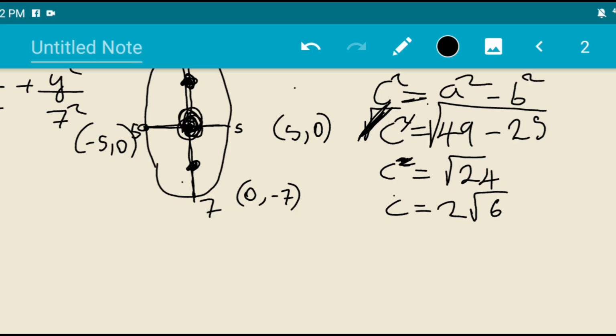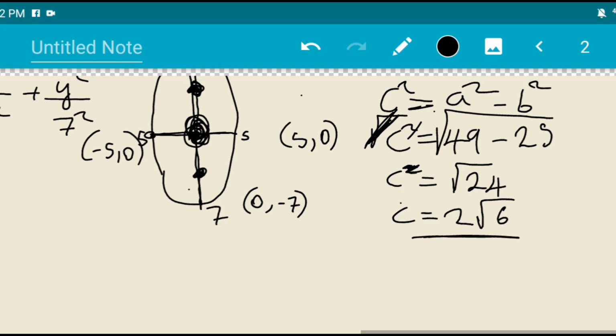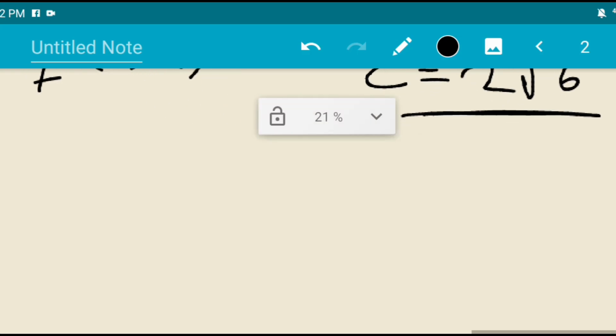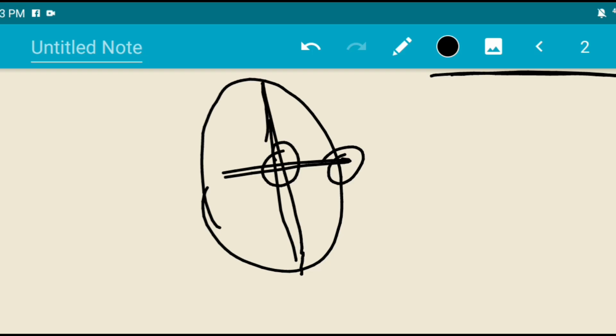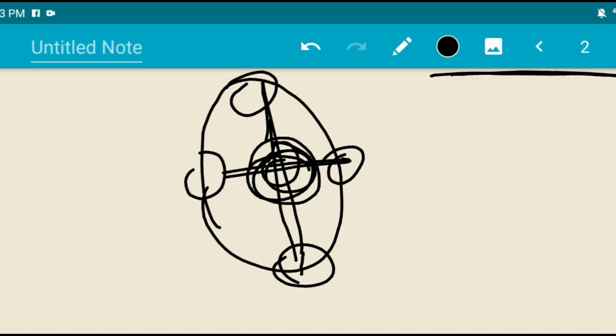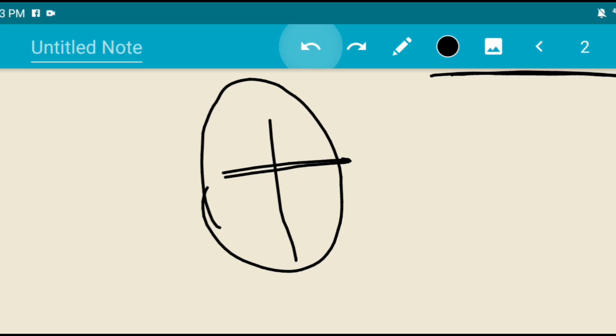We're told to find the vertices and foci of the ellipse, so that's all that we're looking for. This focus is positive, as we may see. Let me just draw another one here. Our ellipse looks something like this. This is the minor axis, this here is the major axis. From here to here it is 5, from here to here it is -5, from here to here it is -7, from here to here it is positive 7.